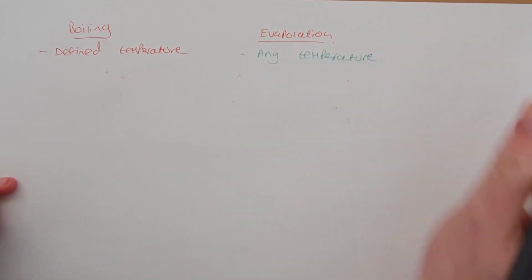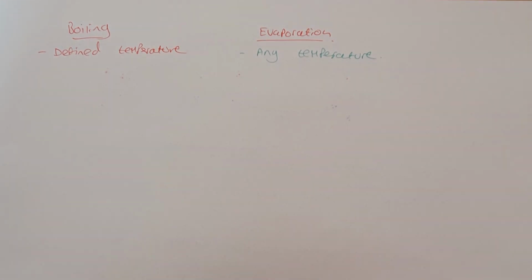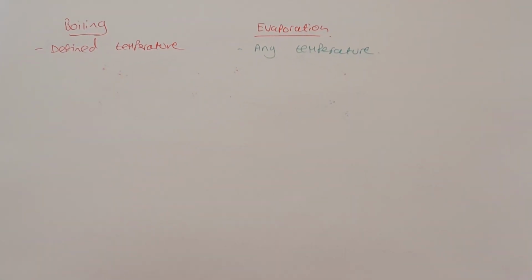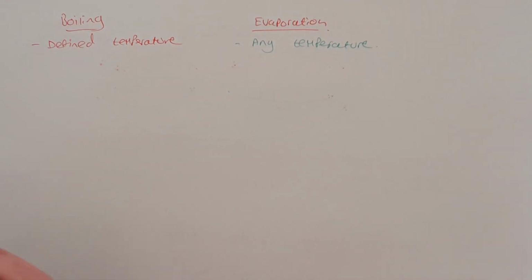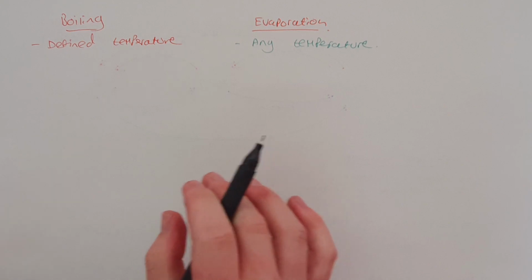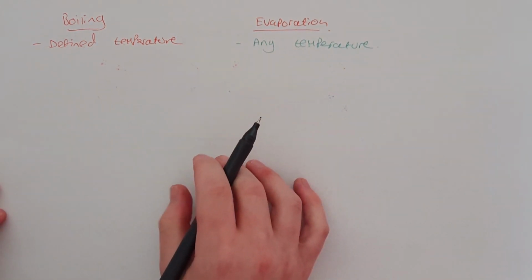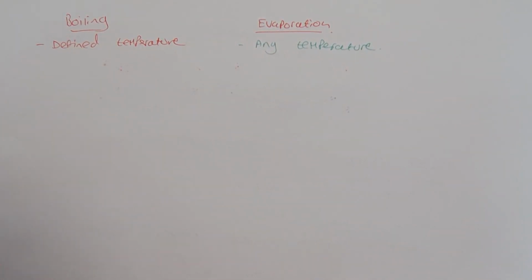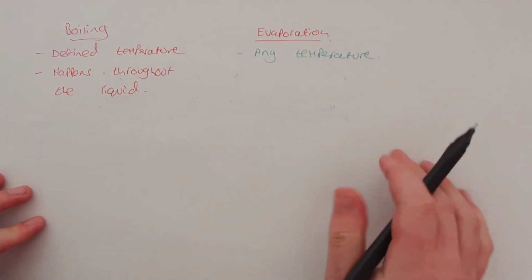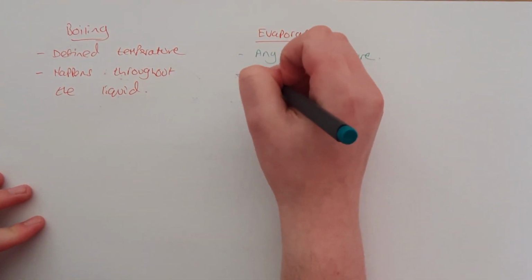A puddle on the street after it's been raining will evaporate at any temperature. It'll evaporate at the temperature outside and that puddle will disappear. It doesn't actually boil. Boiling, again, happens throughout the liquid, compared to evaporation, which happens at the surface.